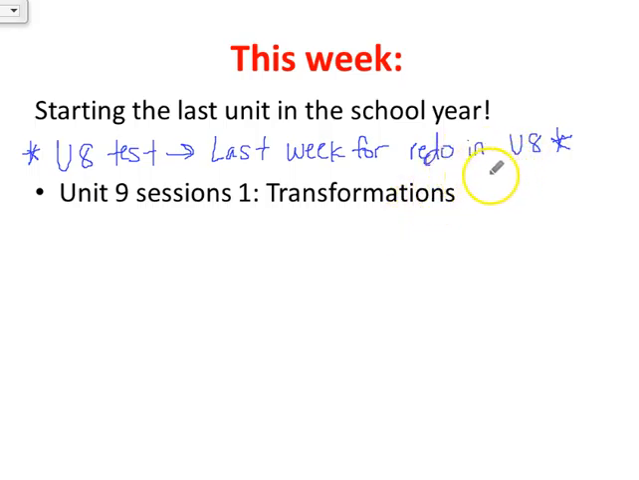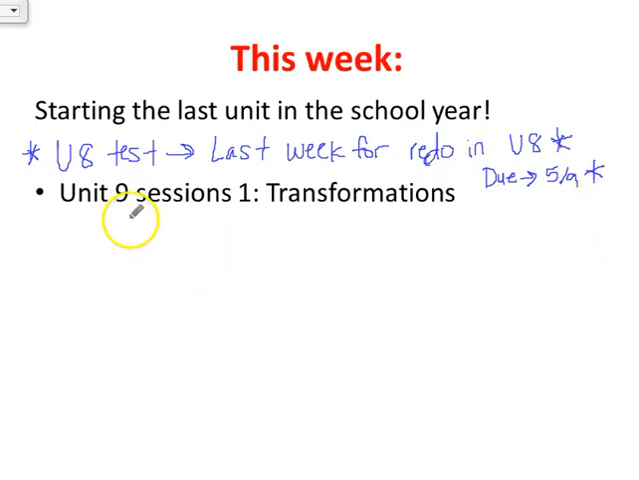That means that all redos from Unit 8 are going to be due on the 9th. So you get a little bit of extra time here for redos, since this week the only thing we're doing in Unit 8 is the Unit 8 test, which is going to buy you some more time for getting some redos done. So please remember that all redos for Unit 8 are going to be due on Monday, May 9th. I will not accept redos after that day from Unit 8.